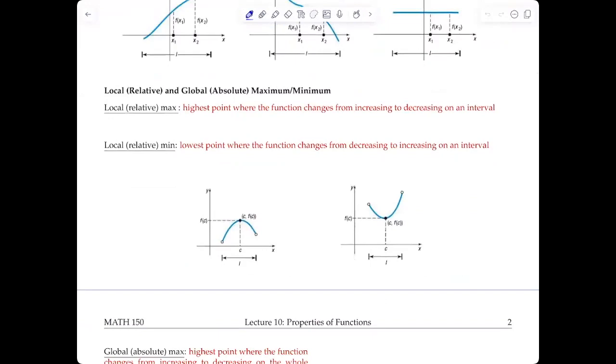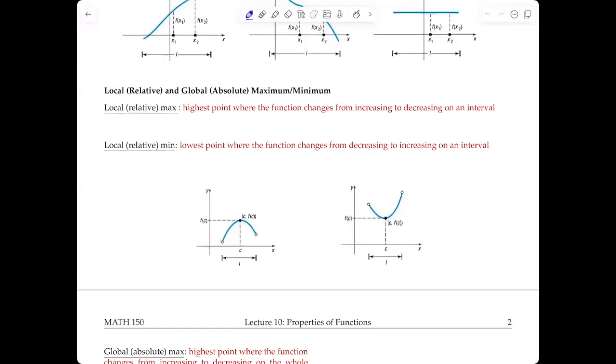Now, let's move on to other definitions: the maximum and minimum value. Maximum means the highest point, and the minimum is the lowest point. But we need to classify the maximum and the minimum a little bit further, to be able to tell what is a local maximum or a local minimum. And then later on, we have a different definition that is global or absolute maximum, global or absolute minimum.